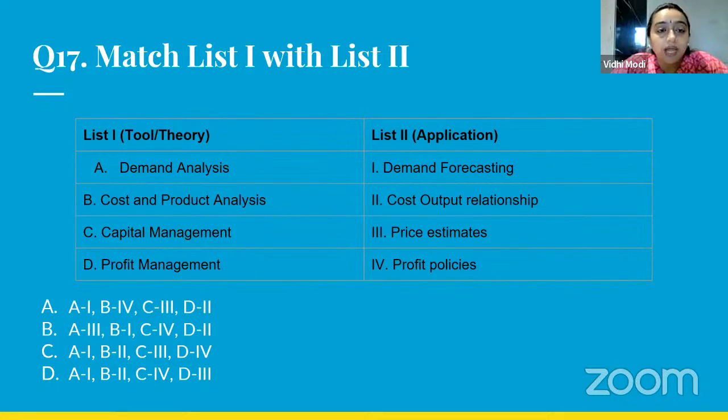Then we have match list 1 with list 2. Here again, the tools of the theory: demand analysis, cost and product analysis, capital management, and profit management. Demand analysis talks about demand forecasting. Cost and product analysis talks about the cost output relationship. Capital management talks about profit policies, right? And profit management talks about the price estimates. The answer here would be option D: A is 1, B is 2, C is 4, and D is 3.